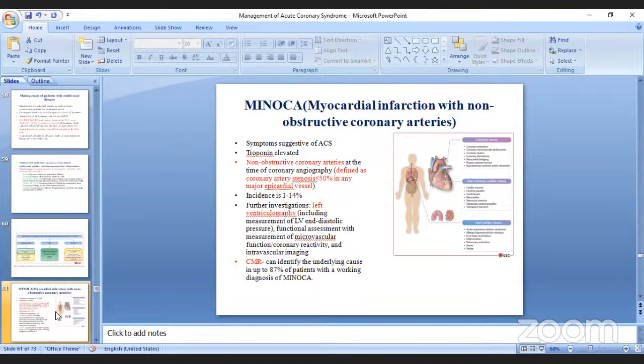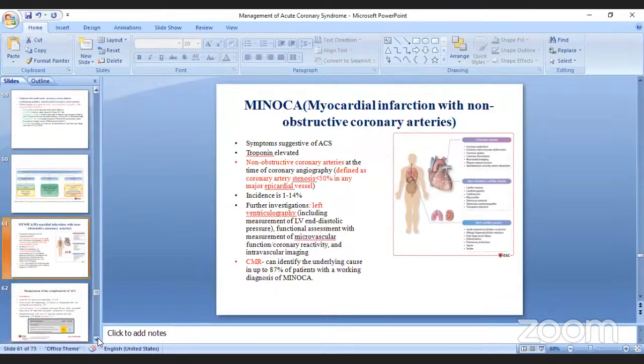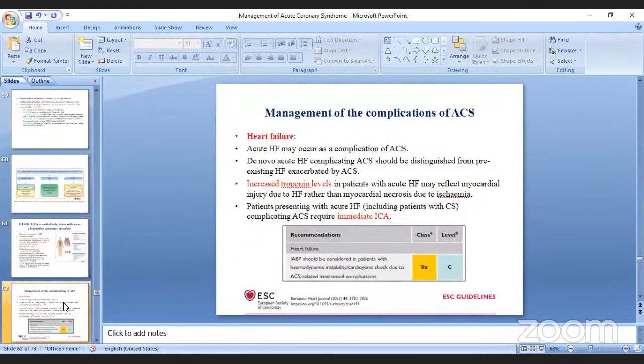So CMR, that is cardiac MRI, can identify the underlying cause in up to 87% of the patients with a working diagnosis of MINOCA. The management of the complications of ACS. Heart failure is one of the major complications, and there can always be confusion between a de novo acute heart failure complicating ACS and pre-existing heart failure exacerbated by ACS. Even the increased troponin levels can be confusing, as patients with acute heart failure can also have increased troponin levels because of the myocardial injury rather than due to the ischemia itself.